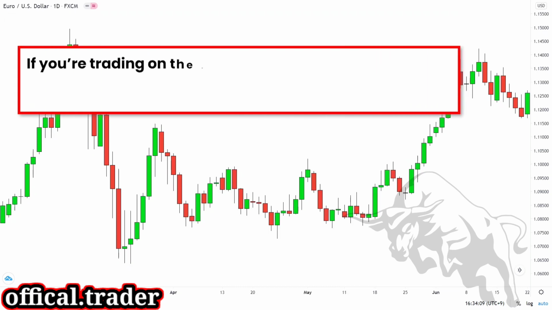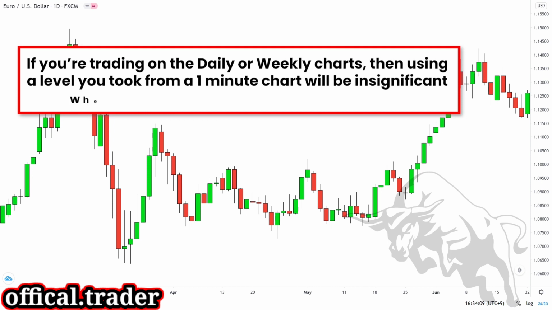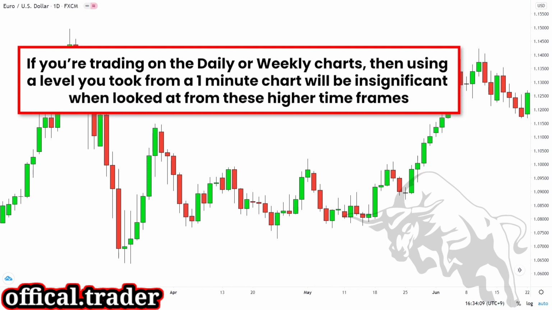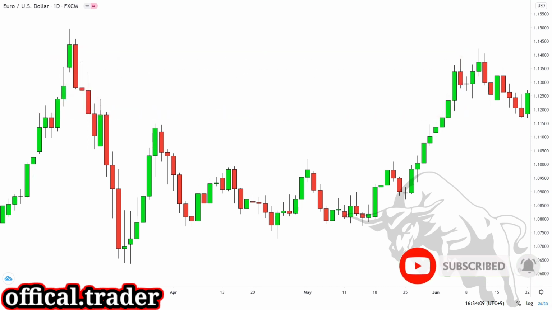Similarly, if you're trading on the daily or weekly charts, then using a level you took from a 1-minute chart will be insignificant when looked at from these higher time frames. So when choosing which time frame to draw your key levels on, make sure it suits your overall trading style.